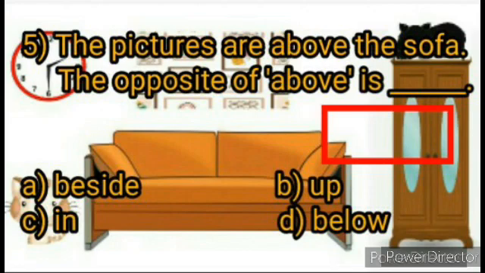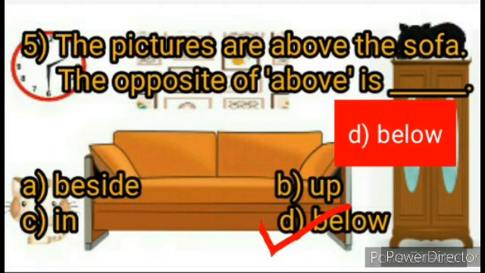The pictures are above the sofa. The opposite of above is dash. A, beside. Option B, up. Option C, in. Option D, below. Opposite of above is below. Take option D and write the correct answer in the given box.